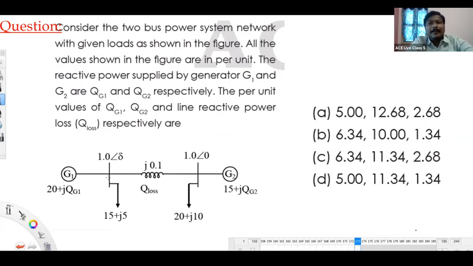The reactive power supplied by the generators G1 and G2 are QG1 and QG2 respectively. We have shown those two terms in the figure. The per unit values of QG1 and QG2 and the line reactive power loss respectively are given in the 4 options here.